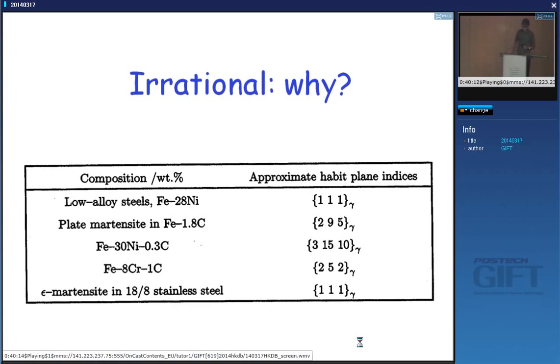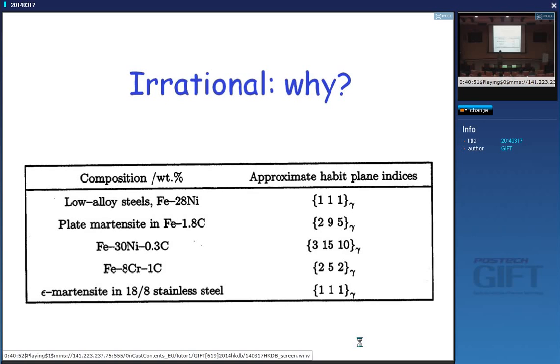Now, there's something really, really strange about martensite. So if I asked you, what is the slip system in austenite? Can you tell me the slip system? The {111} plane, which is the close-packed plane, and the slip direction? <110>, which is the close-packed direction. And similarly, in ferrite, it's {110}, which is almost close-packed, and the <111> direction, which is the close-packed direction. So they are very, very simple slip systems, right?